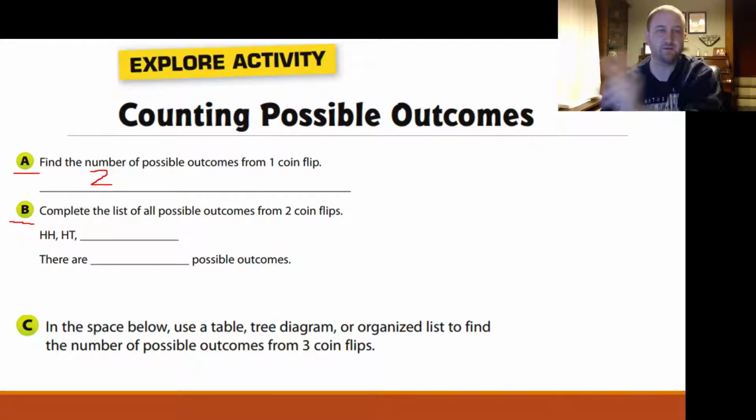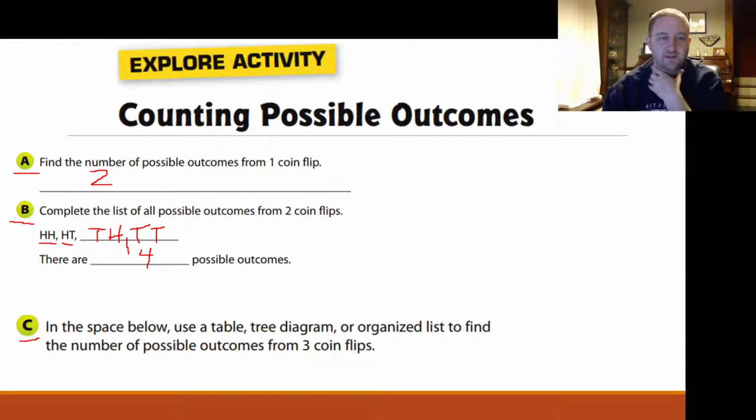Okay, so let's say we flip two coins now, or we flip it twice, I should say. We could get two heads in a row. We could get a heads and then a tails. We could get a tails first and then a heads. Or we could get two tails in a row, right? So there's four possible outcomes if we flip two coins, right?